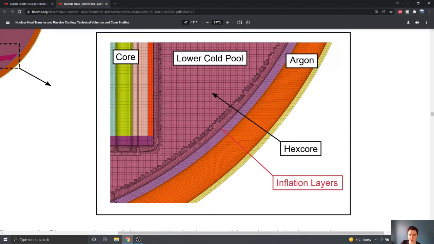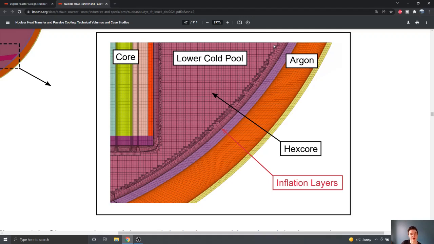And if I look at this image on page 47, you can see on the outside here, I've got the orange region for the argon gap, I've got the guard vessel, the reactor vessel, and then this purple region here. This is the lower pool of lead. So this is the cool region of lead that circulates around the bottom of the core before the lead is drawn up into the reactor core. And the mesh structure around here is quite interesting.